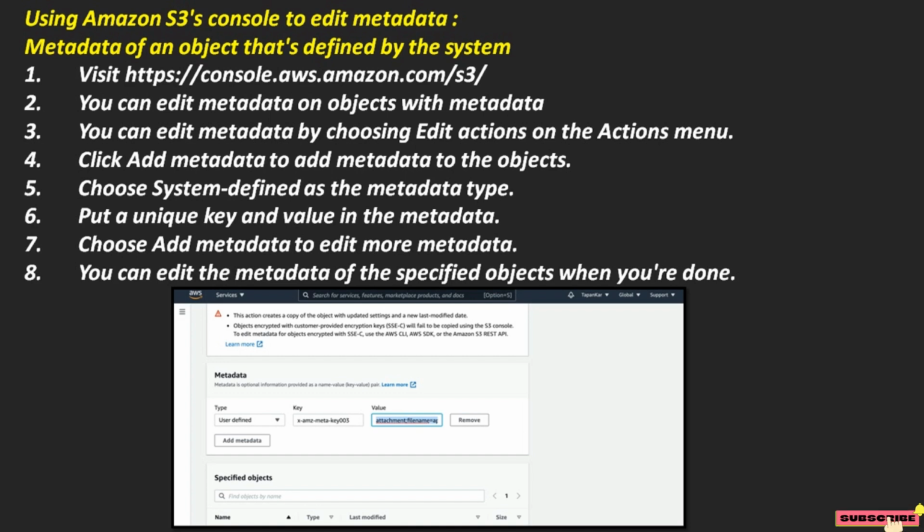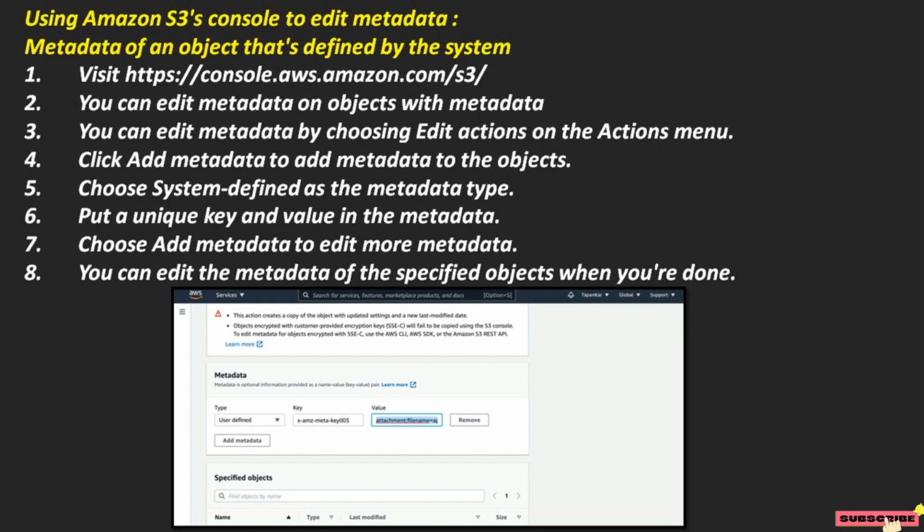It's possible that you won't need this data to be highly available forever. You change a class from standard to Glacier by editing the storage class key. Some system metadata can be configured, but not all. Metadata of an object that's defined by the system. So what is the procedure and steps we need to follow?